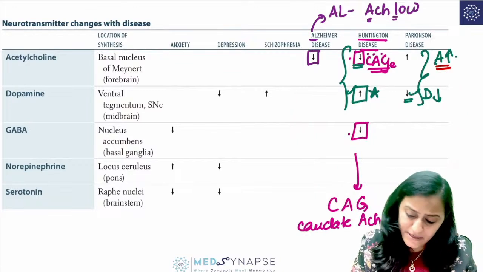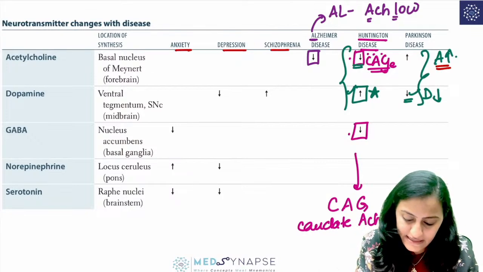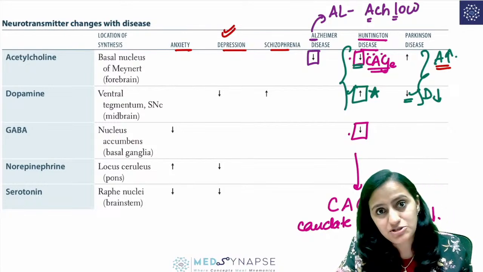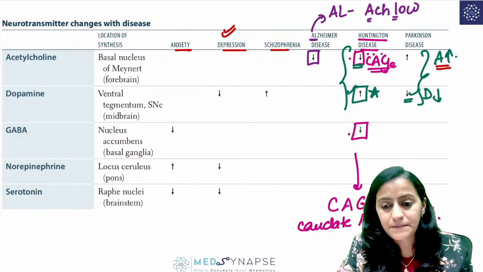Now coming to the next one: what is happening in schizophrenia, in depression, and in anxiety? First, let's have a look at what is happening in depression. Tell me, what drugs do you read about in depression? What drugs do we give?